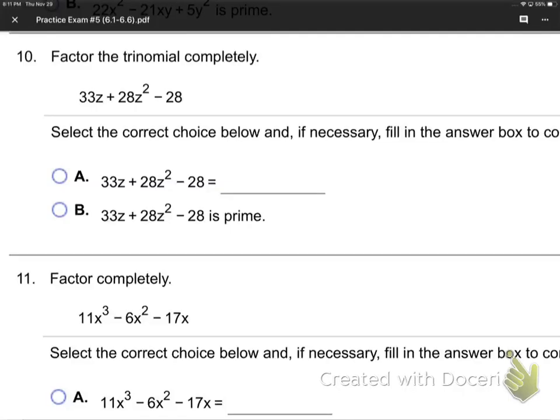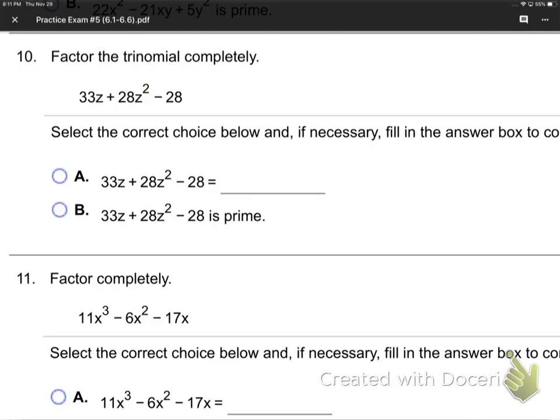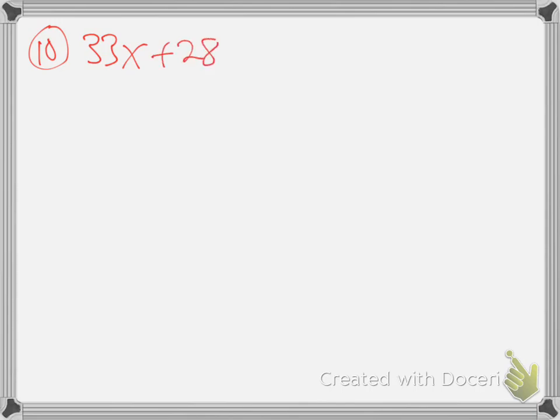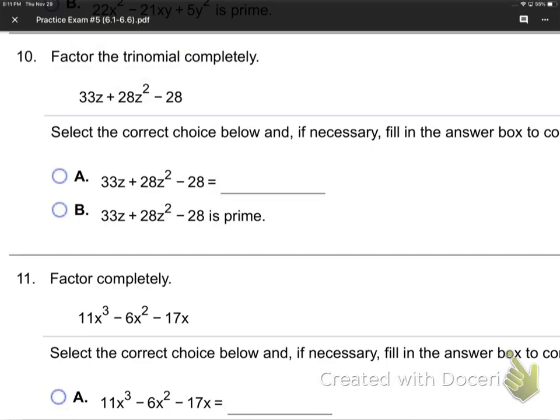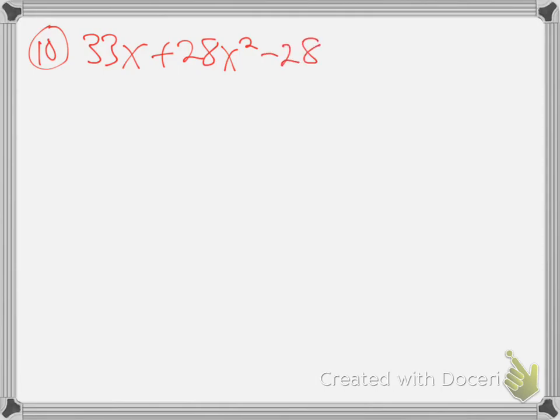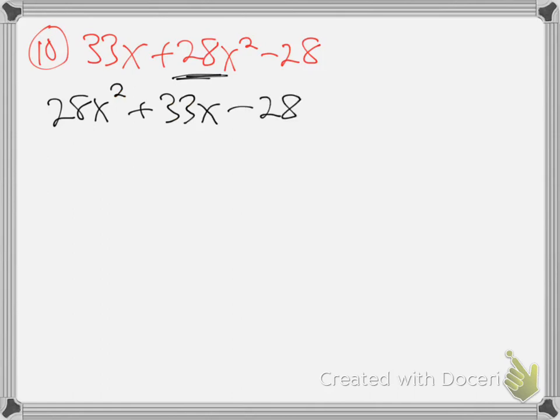There. So let me rewrite this one. I'm going to use an X. My Z's look like 2's. 33x plus 28x squared minus 28. Okay. Yeah, so let's reorder them. So the x squared has to come first, and then the 33x, and then the minus 28. Right? So we reorder, and then we ask, is there something in common to all of them? No, there's no number. They don't all have an x.